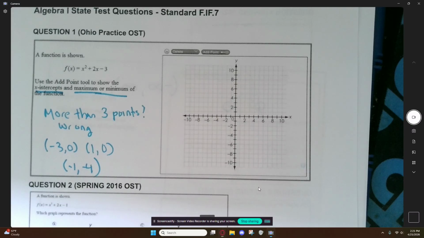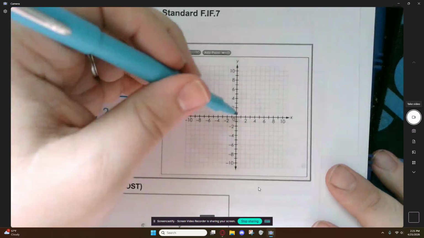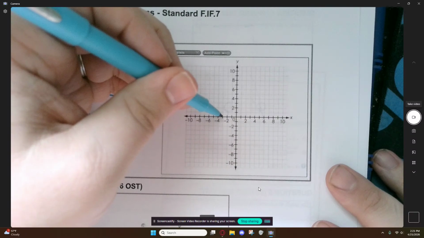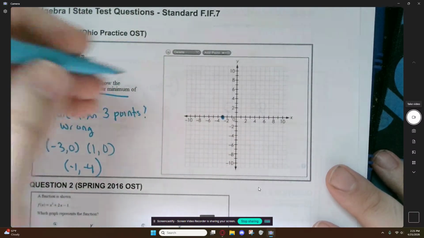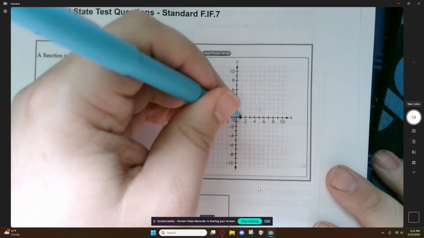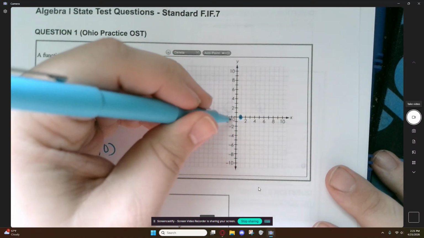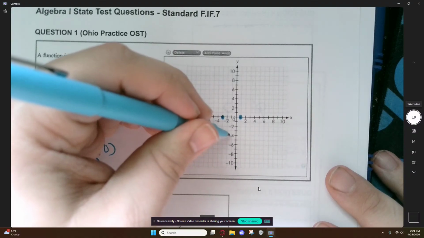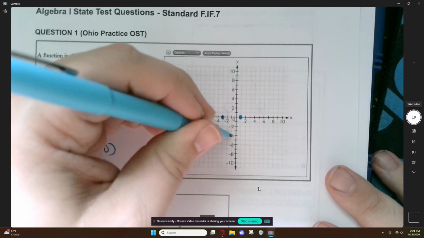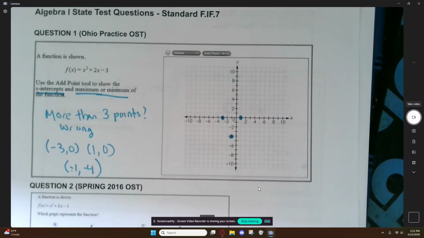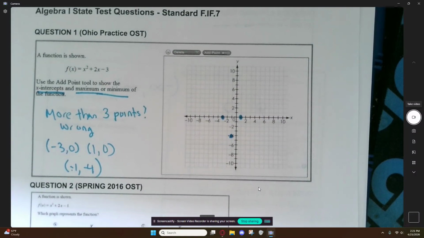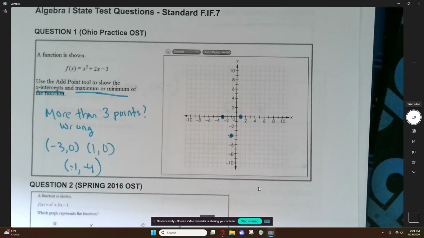Okay. So, negative 3, 0 would be 1, 2, 3 to the left. 1, 0 would be 1 to the right. And negative 1, negative 4 would be 1 to the left and down 4. Okay. That's all you're putting on this graph. That's it. It asked you to put the x-intercepts and the minimum. We did that. Question done.